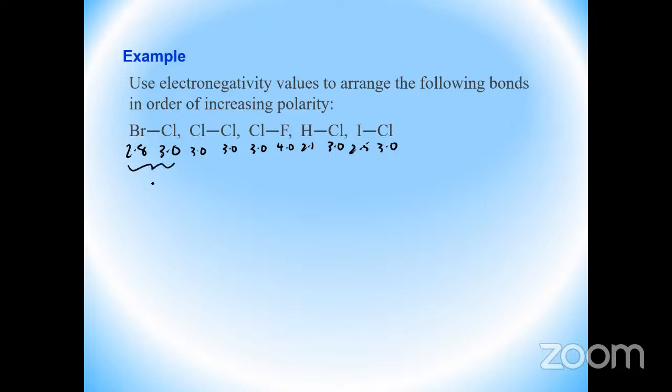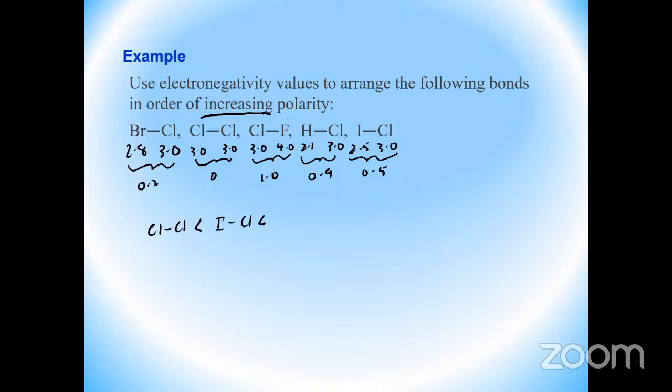So for this difference here, that would be 0.2. For this difference here, that would be 0. For this difference here, that would be 1.0. This difference here would be 0.9. And this difference here would be 0.5. So the one with the lowest, because the question says here to order them in terms of increasing polarity, the lowest one would be the chlorine to chlorine bond, followed by the iodine to chlorine bond, followed by the hydrogen to chlorine bond, followed by, no, wait a minute.